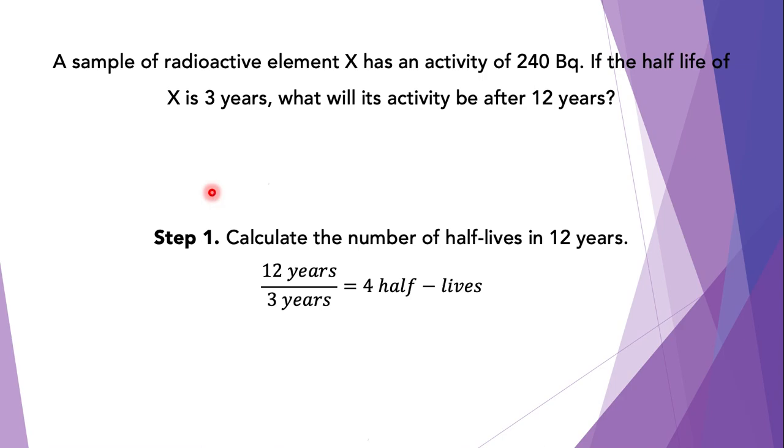So, step 1, we're going to calculate the number of half-lives in 12 years. If the half-life of X is 3 years, we divide 12 years by 3 years, and what we get is 4 half-lives. So to find out what the activity of this radioactive element would be after 12 years, we divide 12 years by the half-life of 3 years, and we get 4 half-lives. This means that 4 half-lives will have passed after 12 years. Hence, we want to know the activity of the sample after 4 half-lives.